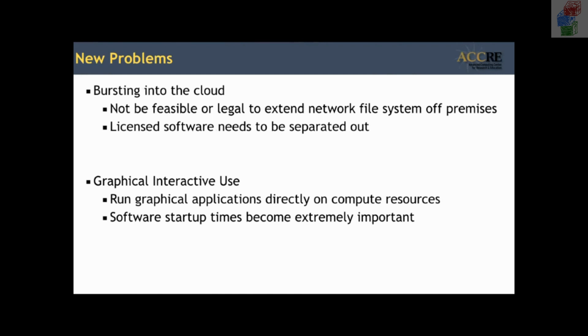Another new problem is graphical interactive use. Traditionally, our large-scale computing facility has been used for batch processing, but more and more we have research groups that want to run graphical applications directly on compute resources. And software has become available, such as Open OnDemand from the Ohio Supercomputing Center, which we've started using, which makes it easy for users to request a compute node, create a desktop, and use it in their browser. Once you do that, software startup times become extremely important in a way that they're usually not with batch processing.